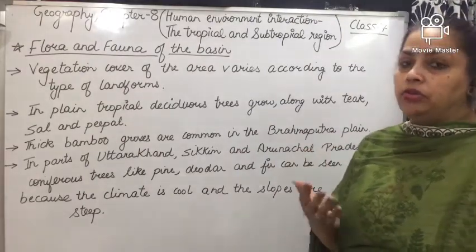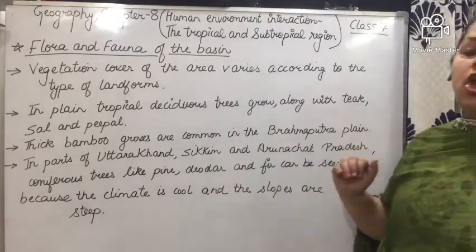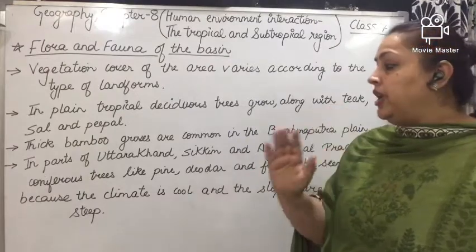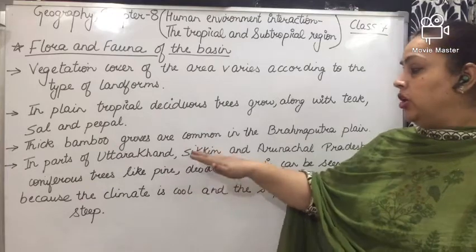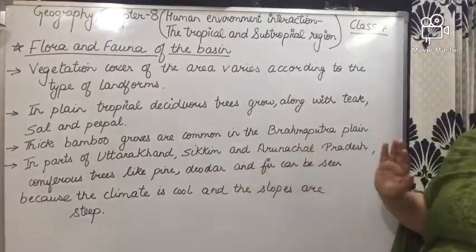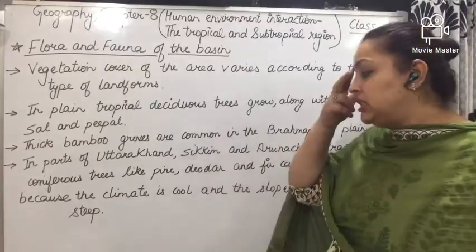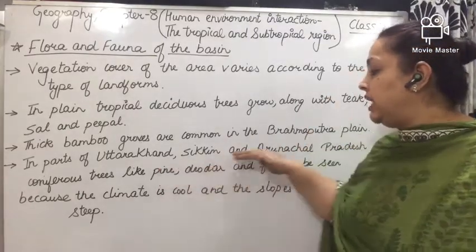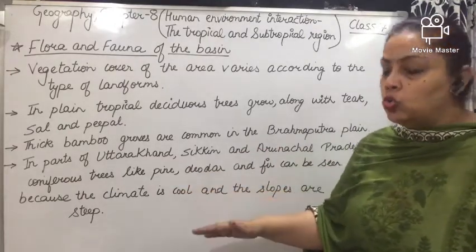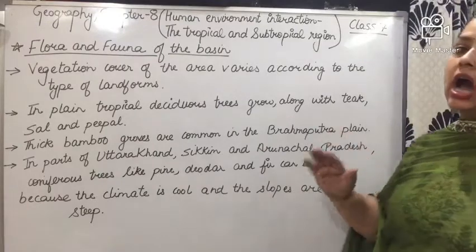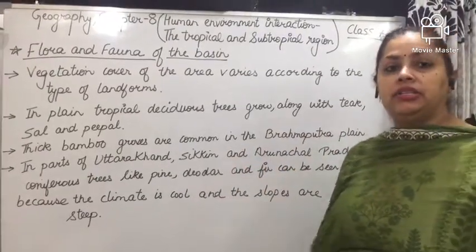In parts of Uttarakhand, Sikkim and Arunachal Pradesh, coniferous trees are found, for example pine, deodar and fir. You can find them over there. Why do we find these types of trees in these limited areas? Because the climate is cool and the slopes are steep. That is why you will find these trees.